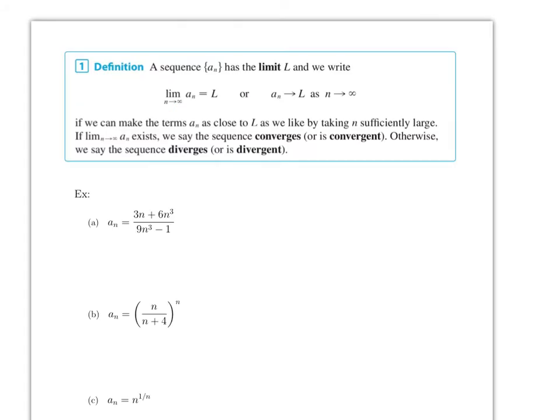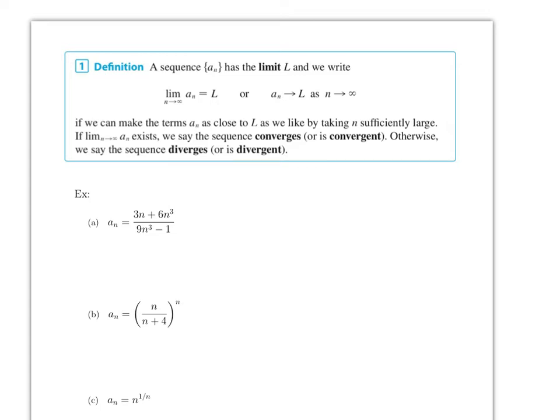Now let's look at the official definition of convergence in terms of limits. So a sequence has a limit L, and we write the limit as n goes to infinity of a_n equals L. So this is very similar to the definition of limits during calculus 1, or you can write it this way. And then this is what I told you about convergence and divergence. If we can make the terms a_n as close to L as we would like by taking n sufficiently large, which means the limit exists and is not infinity, we say that the sequence converges, otherwise the sequence diverges.